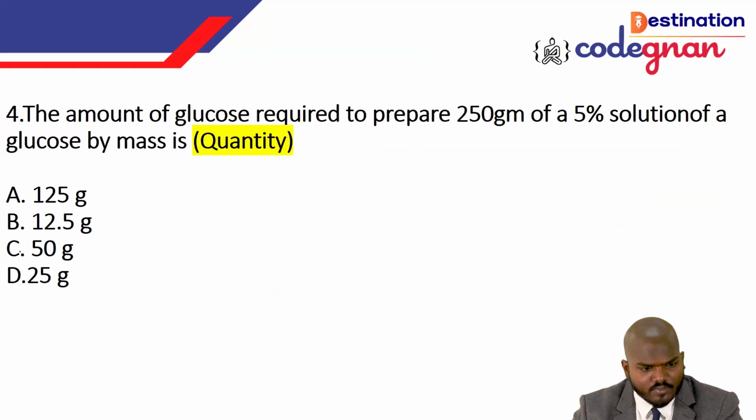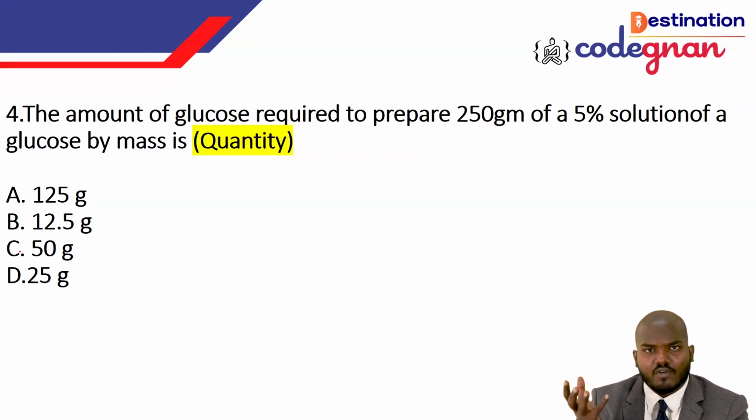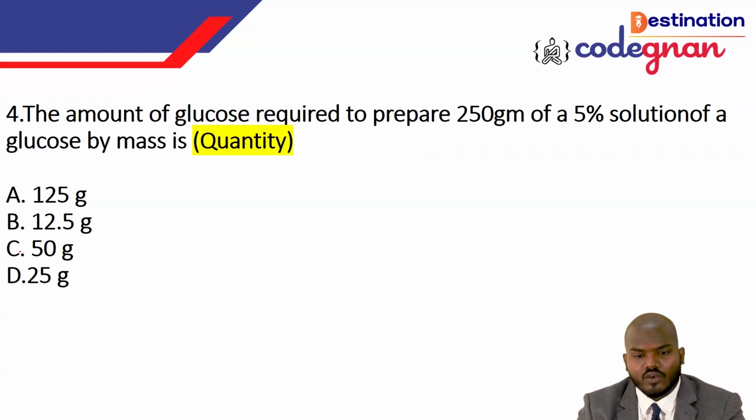Okay, so the next one is the amount of glucose required to prepare 250 gram of 5% solution of glucose by mass. So what is the thing you will use? This question is a little bit different. Amount of glucose is required. They are asking how much glucose is required to prepare 250 gram of a 5% solution of glucose. You want to prepare 250 gram of total quantity, but you need only 5% concentration of the glucose content. But still, they are asking in terms of gram only here.